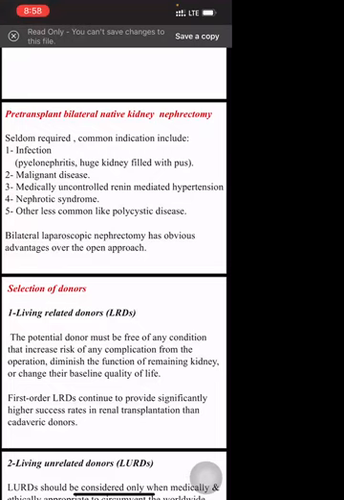No, the answer is no. There is no need to remove the original kidneys and then do the renal transplantation. No need. But sometimes we have an indication to do this surgery. What is the indication? Put this in your mind, please.